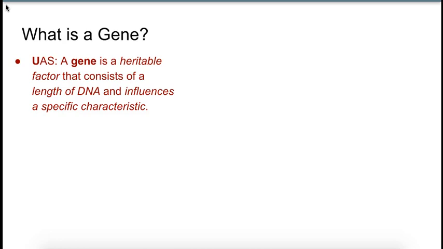So firstly, what is a gene? According to the understanding, the definition is: a gene is a heritable factor that consists of a length of DNA and influences a specific characteristic. So the key idea is that it can be inherited. It can be passed from one parent to the offspring. It consists of a length of DNA. So DNA is actually the chemical which makes up a gene. And as we will see, a gene is simply a small part of a chromosome. And a gene determines a specific trait or characteristic.